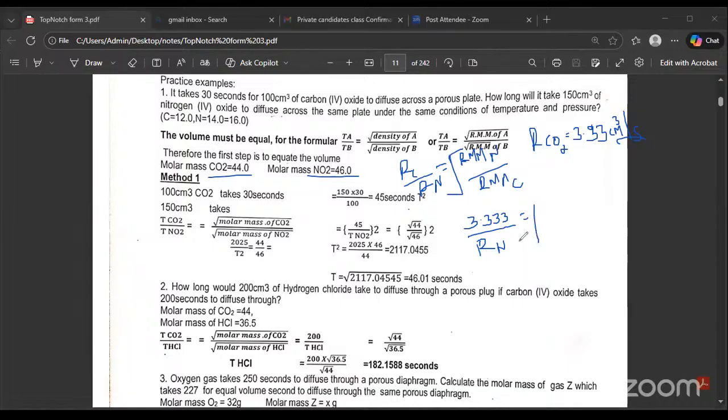Now, square root of, is it 44? Nitrogen is 46, not 44. So we are changing those ones, 46 over 44. There are very many methods of doing this one. You can divide and then you square root, or you can square this side, do that, or you can do the square root, the division of that. So if you do that, you'll find that it is changing.